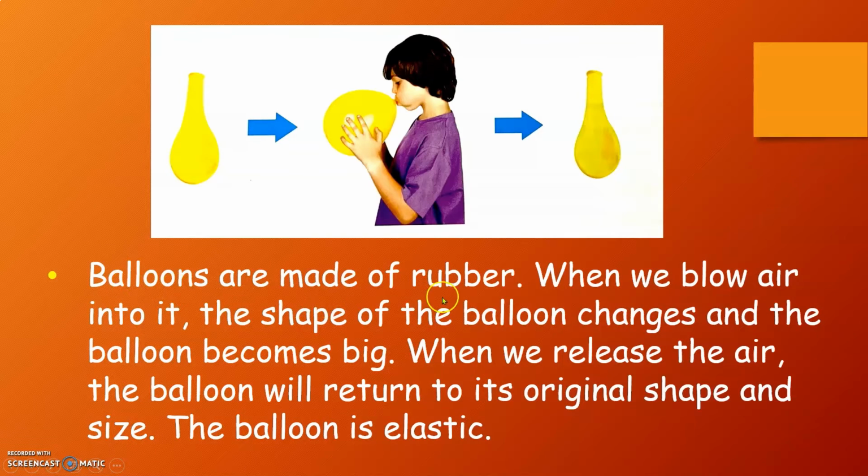Balloons are made of rubber. When we blow air into it, the shape of the balloon changes and the balloon becomes big. When we release the air, the balloon will return to its original shape and size. The balloon is elastic.